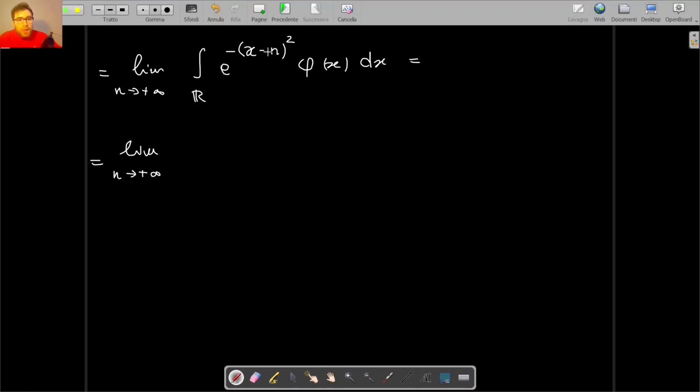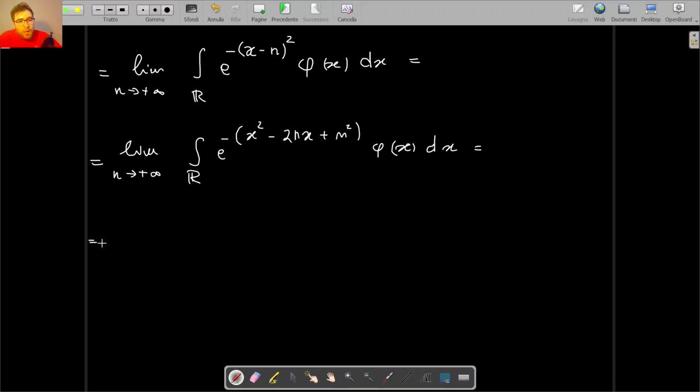And then the most convenient way to continue this exercise is basically to expand this square here, and we have to consider the limit for n which tends to infinity of the integral extended to the whole real line of e raised to minus (x squared minus 2nx plus n squared), and then we have phi, and then the whole thing is integrated in dx.